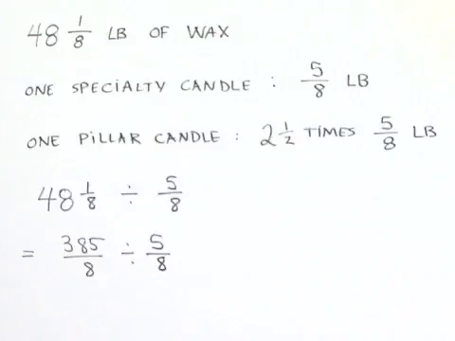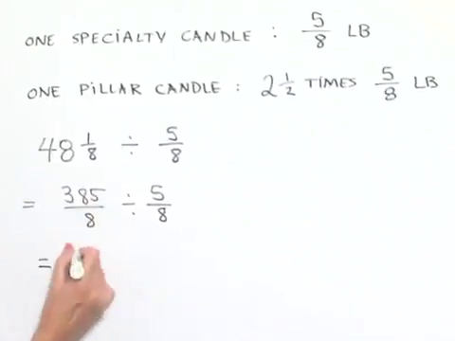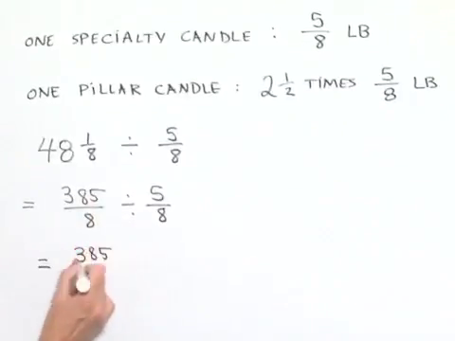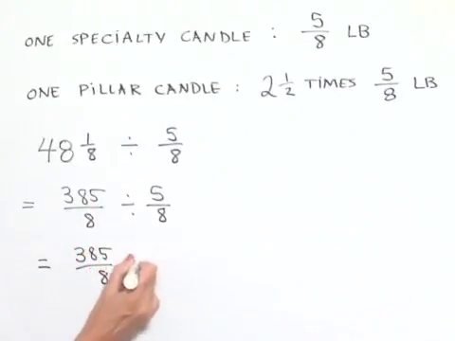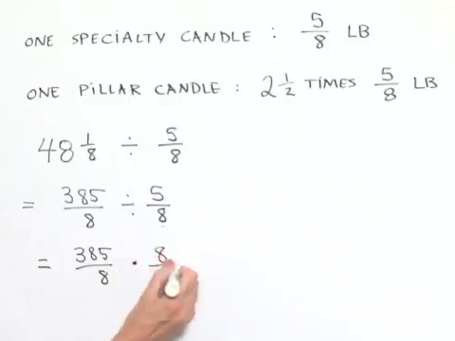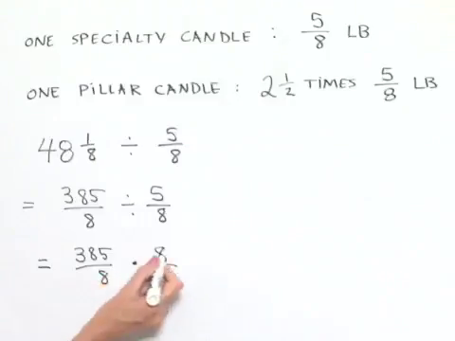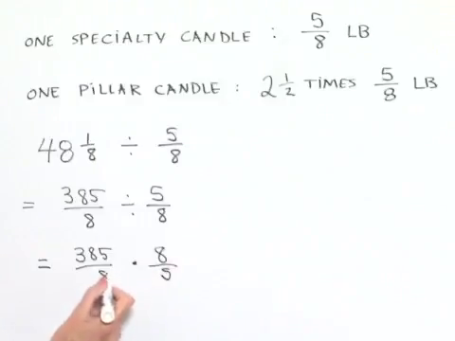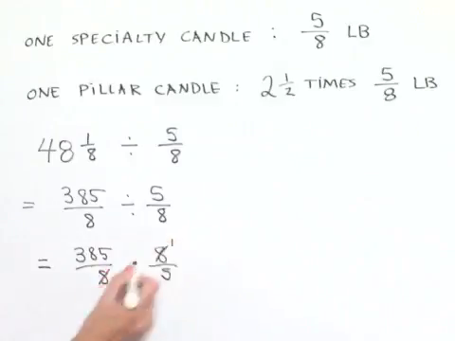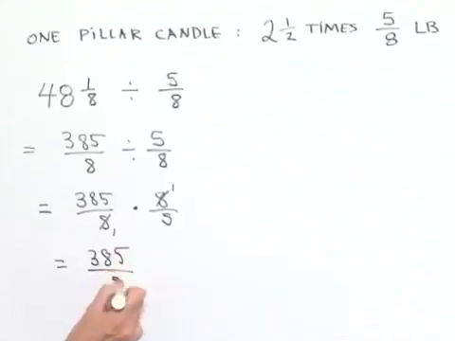When we work with division of fractions, recall that we change this into a multiplication problem. We leave the first fraction alone, 385 divided by 8, and then we multiply that times the reciprocal of the second fraction. So that's multiplied times 8/5. We now notice that our 8 is a common factor in the product, so that will be divided out. And that leaves us with 385 divided by 5.